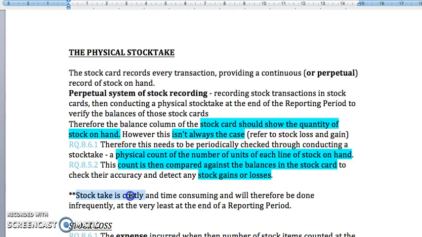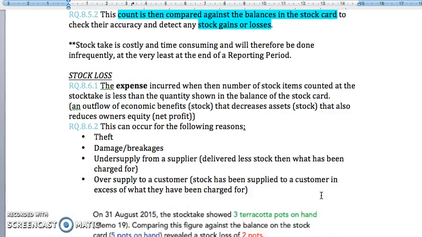So the issue with the stock take is it is very timely and is very costly, and therefore it's only going to be done relatively infrequently. So it's not one of those sort of things that wants to be done every day. We're going to do it at the end of a reporting period at the very least, or potentially the end of the whole year.